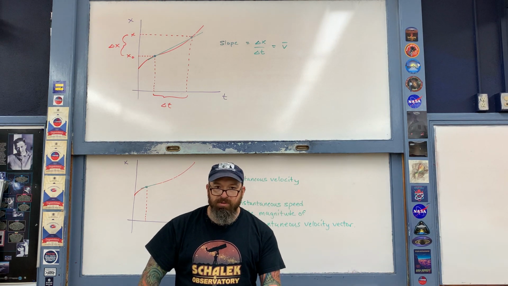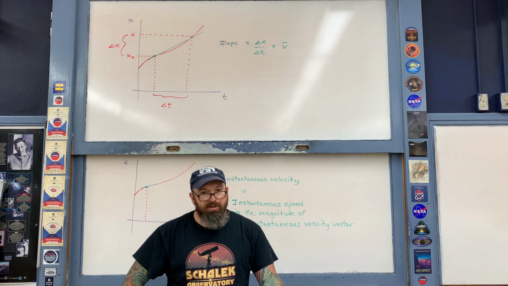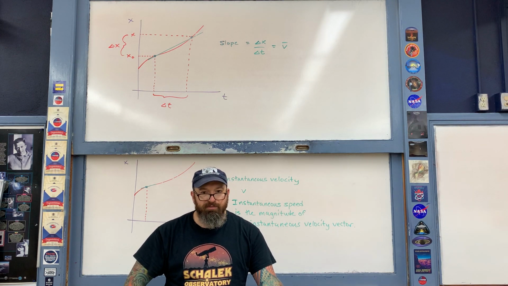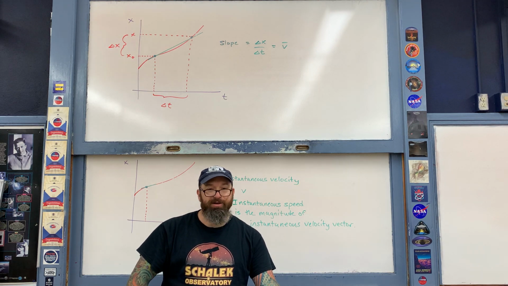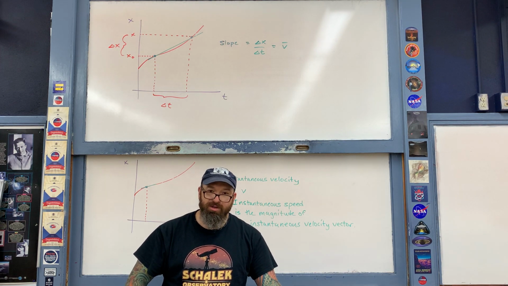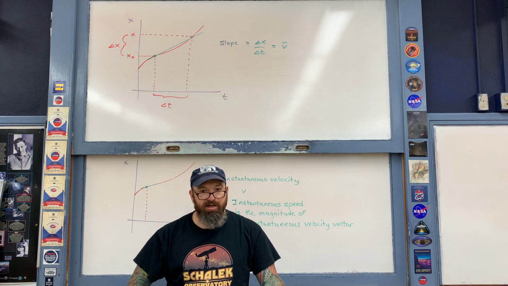Here's how you can keep the two straight. For example, let's say that you're sitting in a car going down the freeway at 60 miles per hour, and you look at the speedometer. The speedometer is giving you your instantaneous speed, 60 miles per hour.